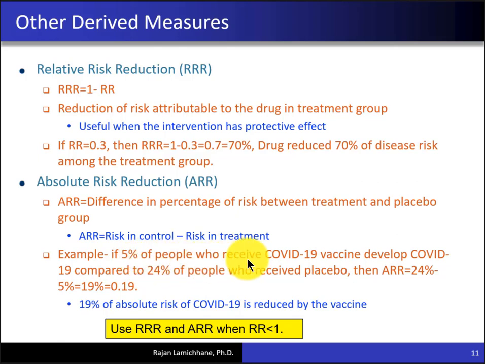For example, if 5% of people who receive the COVID-19 vaccine develop COVID-19 compared to 24% of the people who receive placebo, it means this vaccine has a protective effect against COVID-19. Then the attributable risk reduction, or the absolute risk reduction, is 24% minus 5%, which is 19%, or 0.19, meaning 19 per 100.